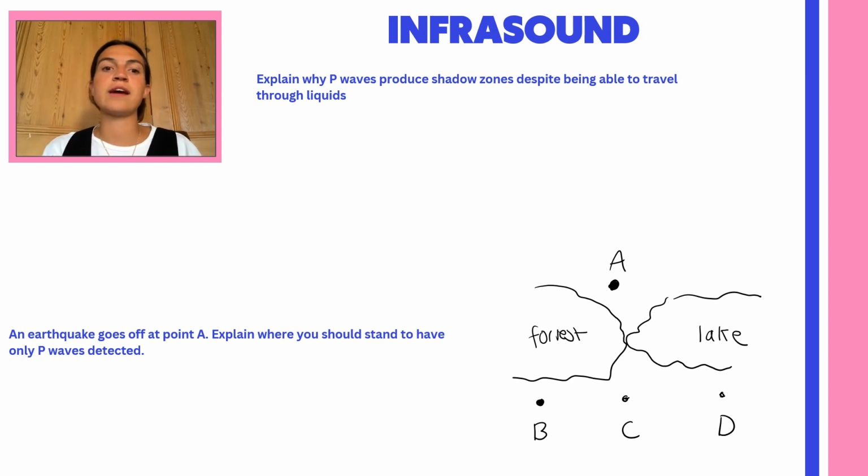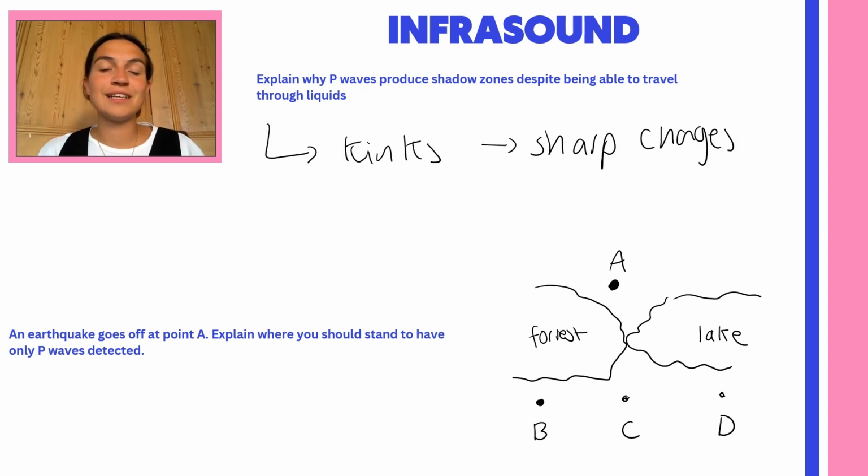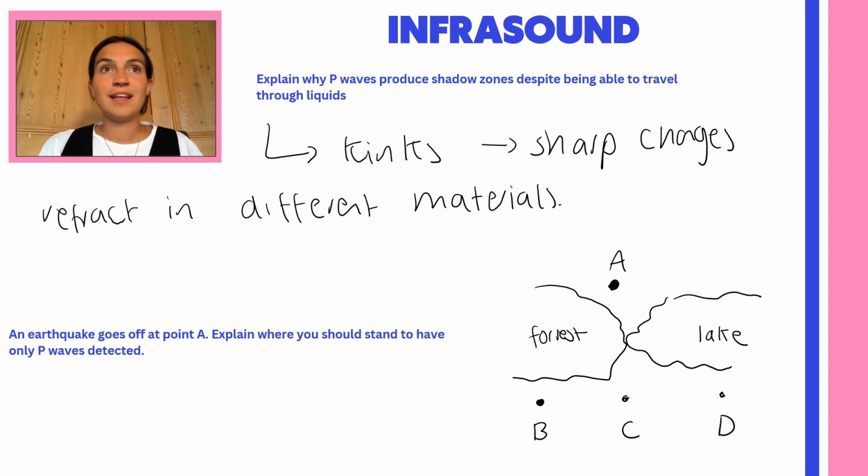Okay, so it's not like they can't make it through the liquid to the other side of the Earth. And the answer is kinks, sharp changes in their direction as they travel through the Earth. And the reason for that is because even though they can travel through the liquids, because they're going from a solid to a liquid, two different materials with different densities, you will get some sharp refraction happening in those different materials, causing those kinks.